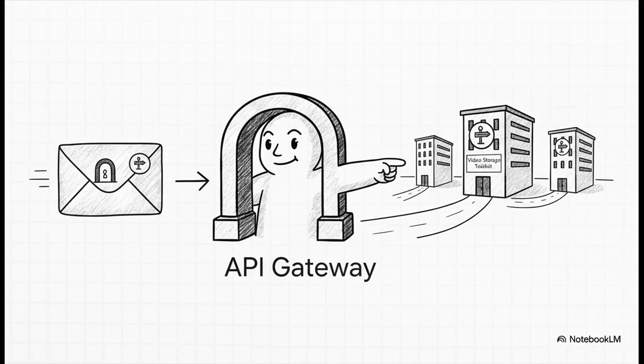Let's use a mail analogy. This request here is like a letter arriving at a big office building's mailroom. The gateway is the mailroom clerk. It looks at the address on the envelope. In this case, it's for the /vst/department, and it knows exactly where to route it. To the internal video storage toolkit service, an office that you can't just walk into from the street.